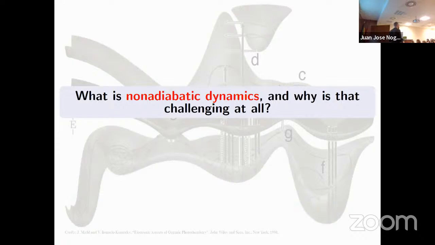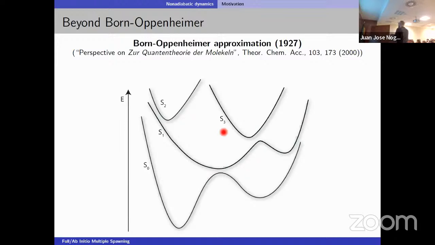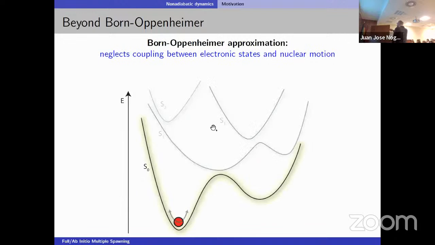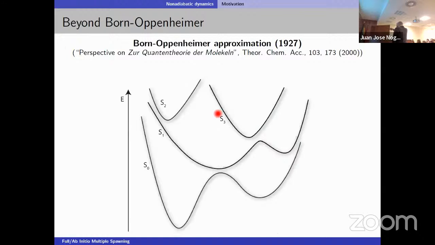So if you look at a molecular system and you plot here electronic energy versus, on the x-axis, any form of nuclear coordinate, nuclear displacement, a stretch, a torsion, or something like that, you can draw this potential energy curve, the electronic energy as a function of the nuclear coordinate. So you have here the ground electronic state, the first electronic excited state, second, third, and so on.